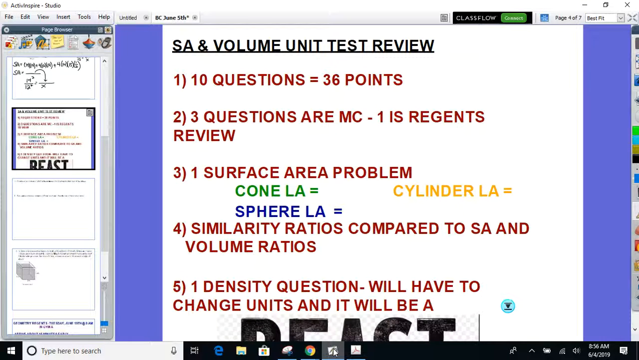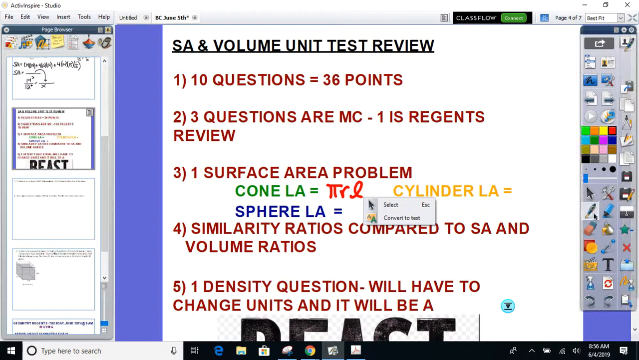Cone lateral area: pi r l. Not on your formula sheet. If you needed to do the full surface area, what do you add in for the cone? Just one circle, pi r squared.